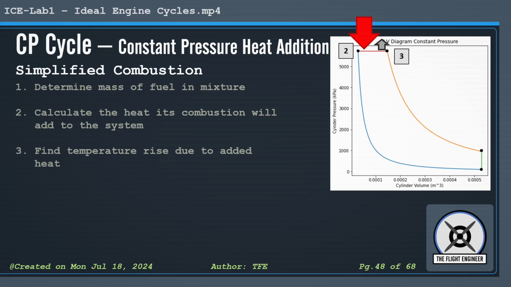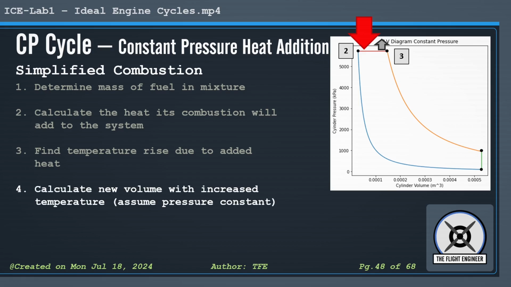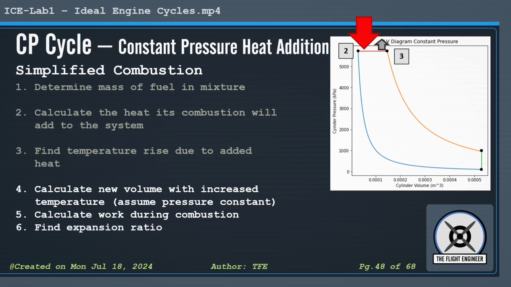Before, we calculated a new pressure with volume remaining constant, but now we're going to calculate a new volume with pressure remaining constant. It's a simple but very significant change. Also, since our volume is changing this time, some work is actually done during the heat addition, and this must be accounted for. Finally, because the volume has changed from 2 to 3, our expansion process will actually have a different starting volume. Because of this, we will also need to calculate an expansion ratio.